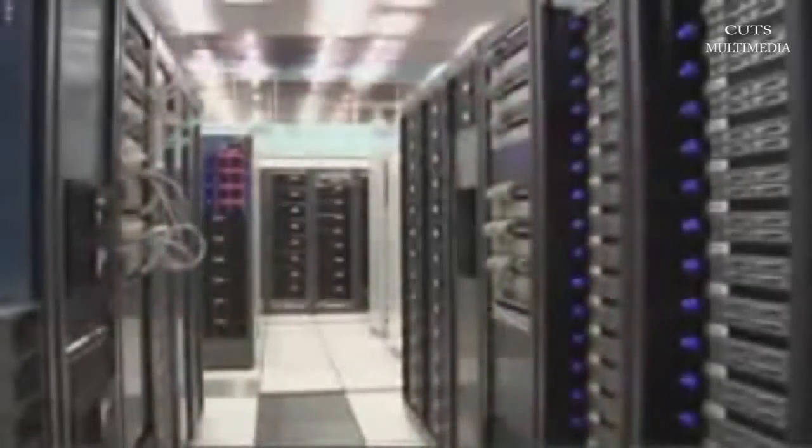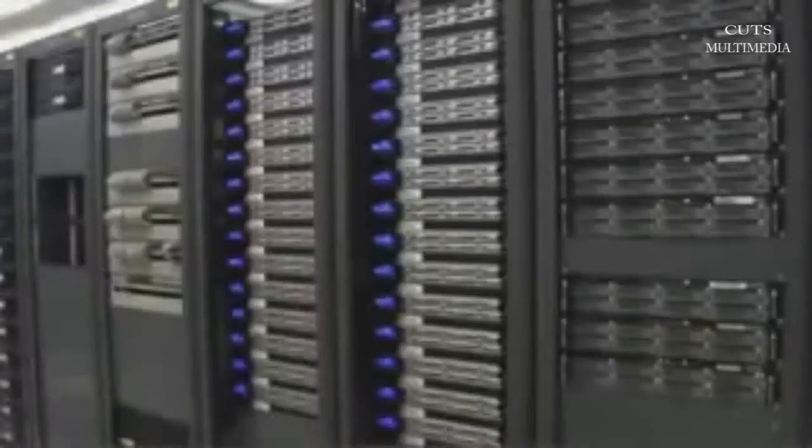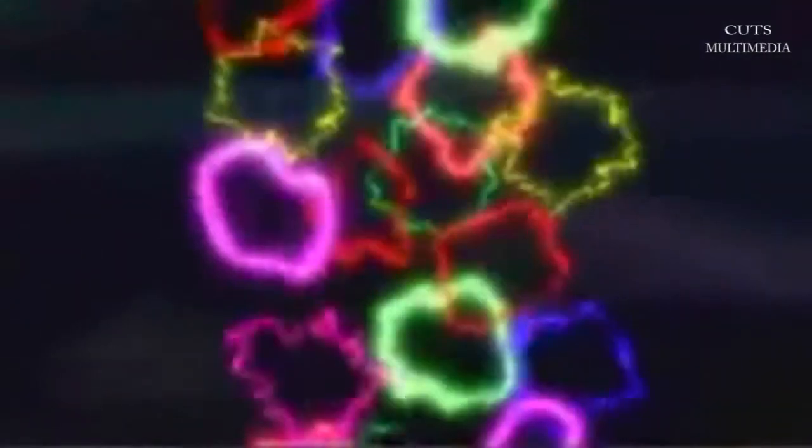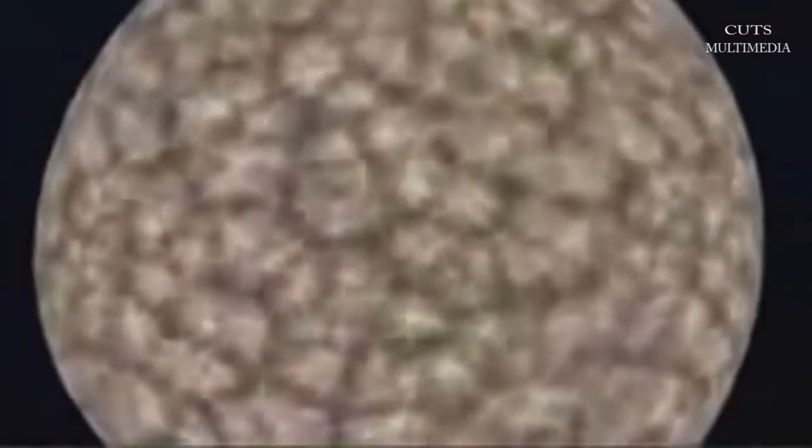Particle tracks from these collisions will be analysed by computers connected to the detectors, and it's hoped these tracks will give a new insight into the very birth of our universe. How our universe has evolved, what governs its behaviour today, and where it's going in the future.